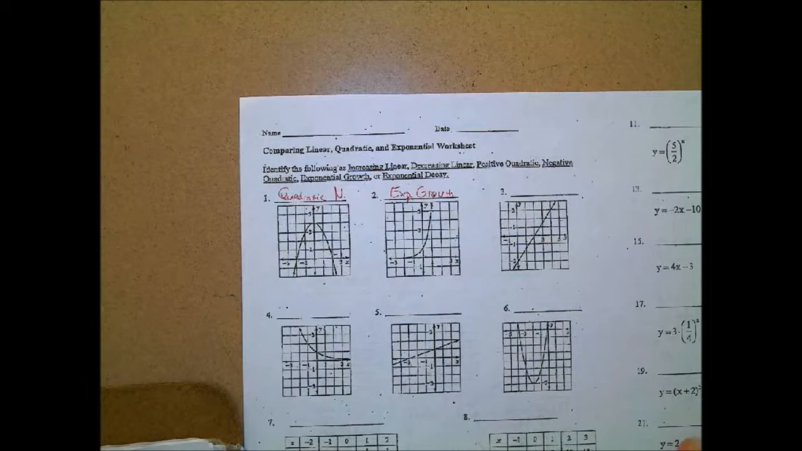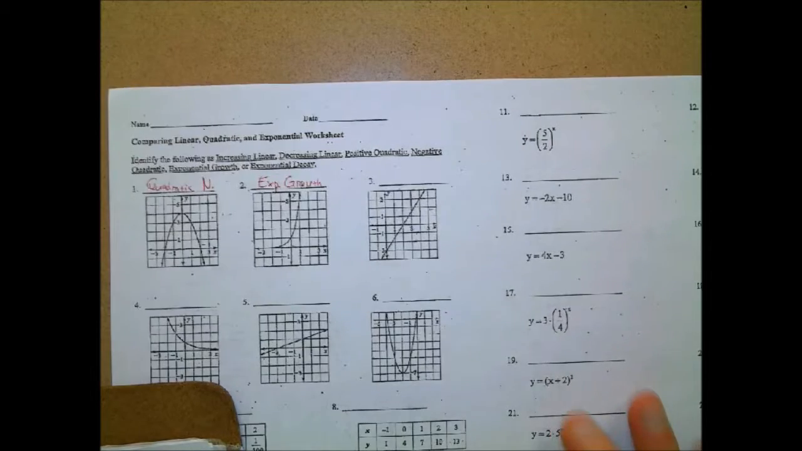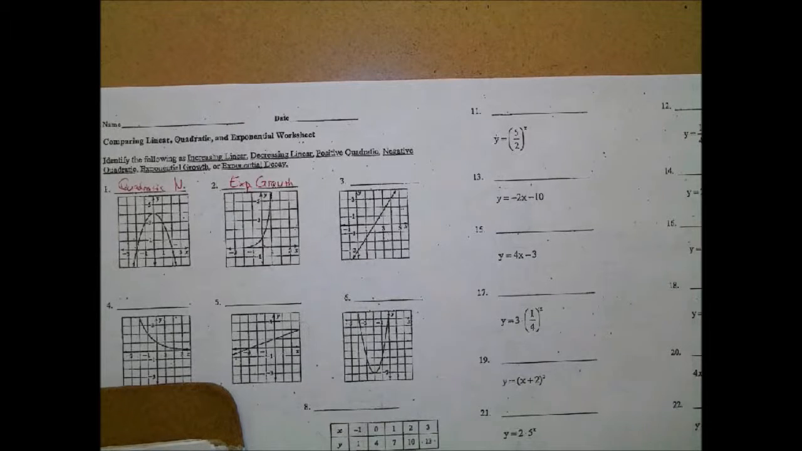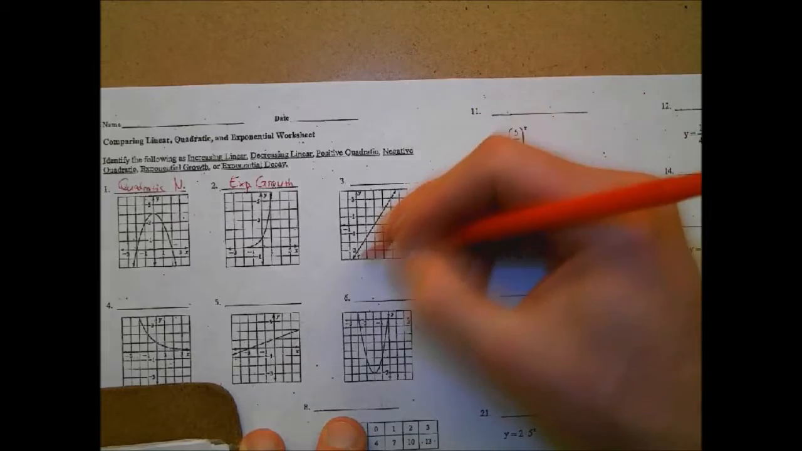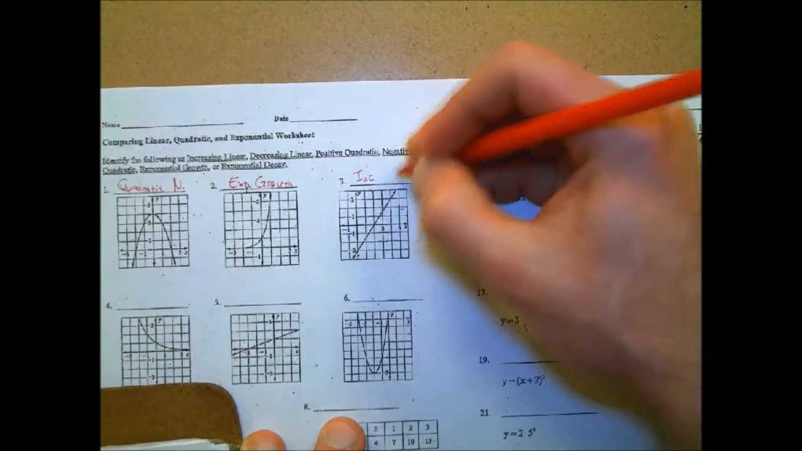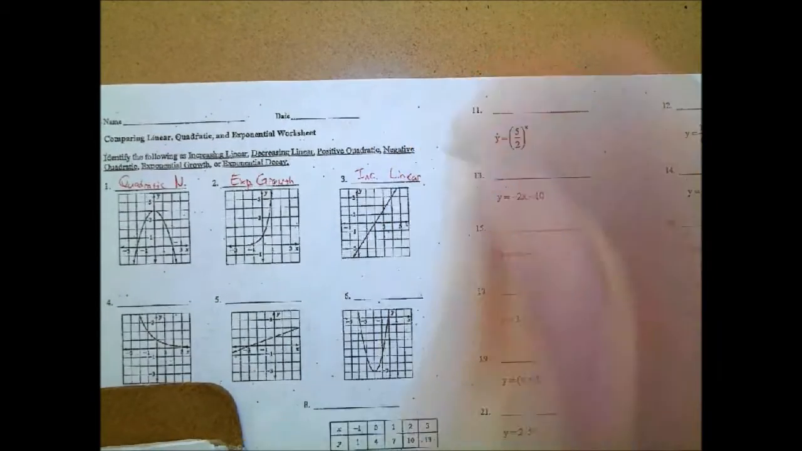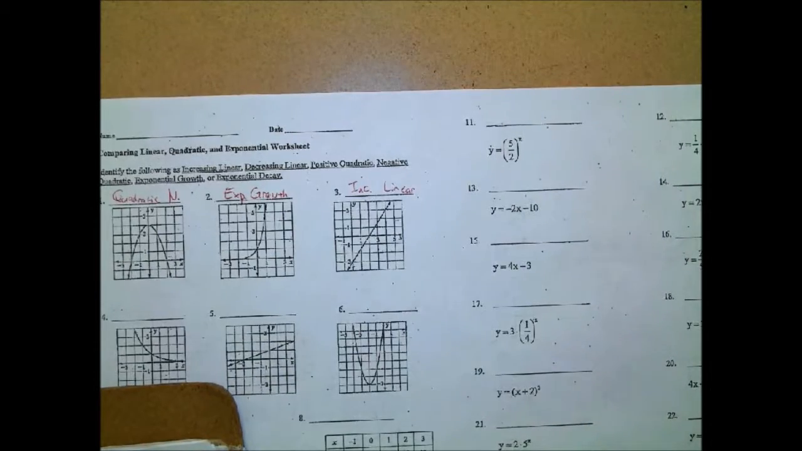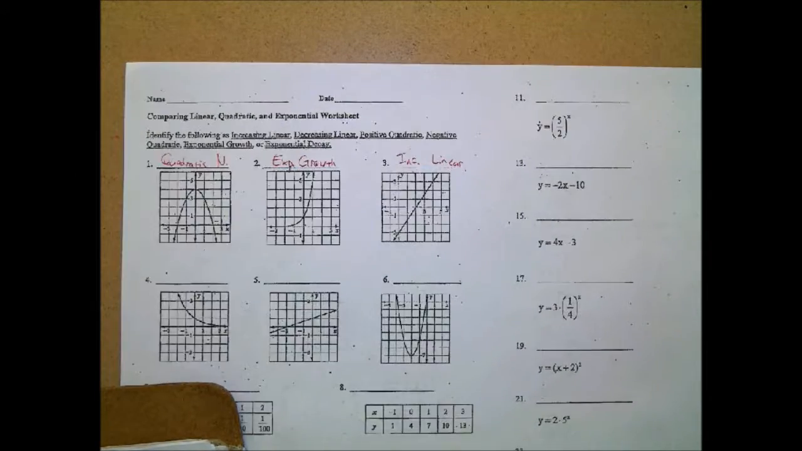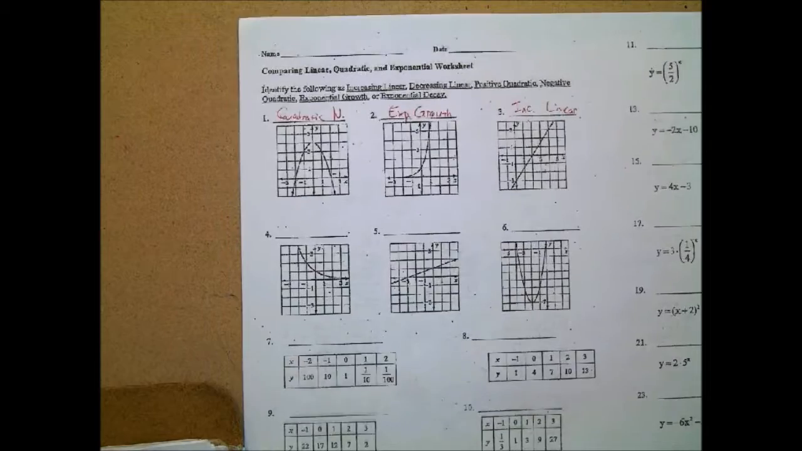Okay. All right, so number 3. Let's go to Sierra. Sierra, linear, quadratic, or exponential? Linear. Is it increasing linear or decreasing linear? Increasing. We're going up from left to right. So this is increasing linear. All right, let's do a few more. Let's go ahead and just do the rest of these here. That shouldn't be too bad.